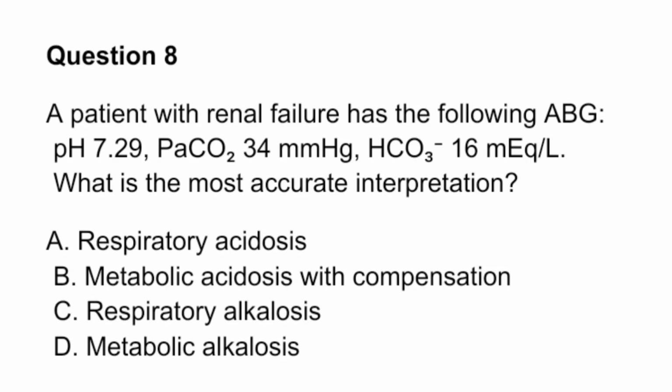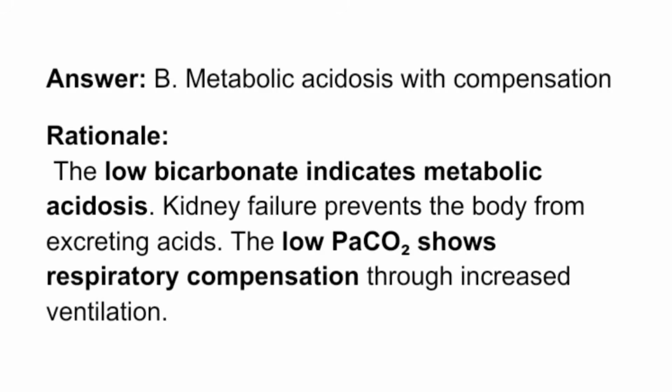Question 8. A patient with renal failure has the following ABG: pH 7.29, PaCO2 34 mmHg, HCO3- 16 mEq/L. What is the most accurate interpretation? A. Respiratory acidosis. B. Metabolic acidosis with compensation. C. Respiratory alkalosis. D. Metabolic alkalosis. Answer: B. Metabolic acidosis with compensation.